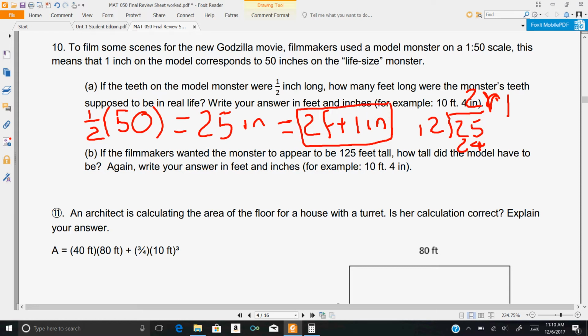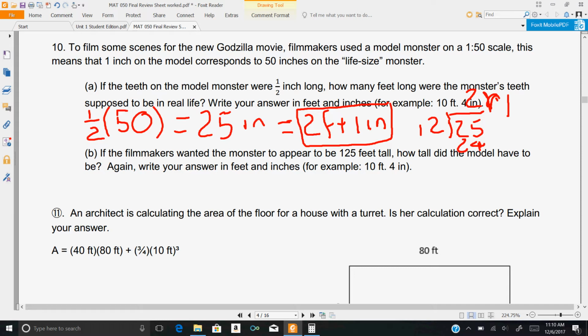Filmmakers wanted the monster to appear 125 feet tall. How tall did the model have to be? Again, write your answer in feet and inches. So with this one, I will start off much the same way I did in A, except I don't know what the size of the model is.